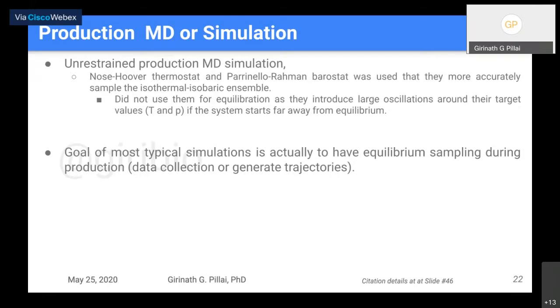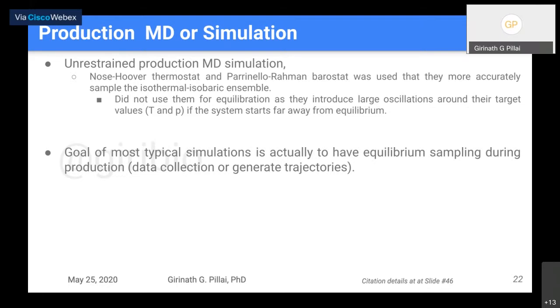Now, for the production run of simulation, these are unrestrained production MD runs, with the Nose-Hoover thermostat and the Parrinello-Rahman barostat for the pressure, used so that they more accurately sample the isothermal-isobaric, that is NPT, ensemble. They did not use them for equilibration, as they introduced large oscillations around their target values of temperature and pressure if the system starts far away from equilibrium. That's the reason why we start with NVT, make it more stable, and then go for simulating it.